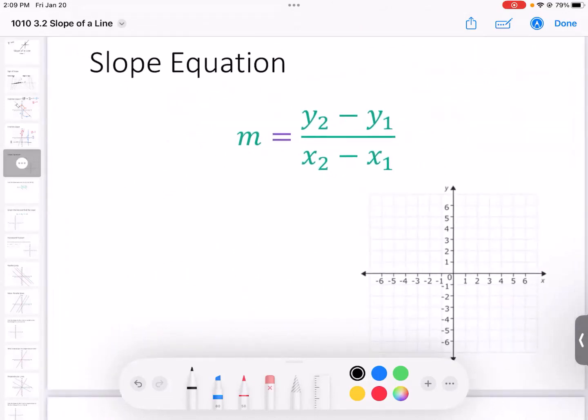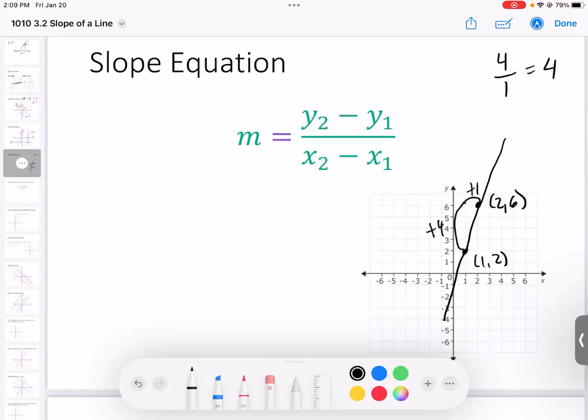So essentially this equation is just like a formula for doing rise over run. Because if I had a point, let's say at (1, 2), and then maybe (2, 6), I could calculate the rise over the run by saying, well, I'm going up. Well, I guess I should draw my line first. So I could go up 4 and then over 1. So my slope would be +4 over +1, which is just 4.